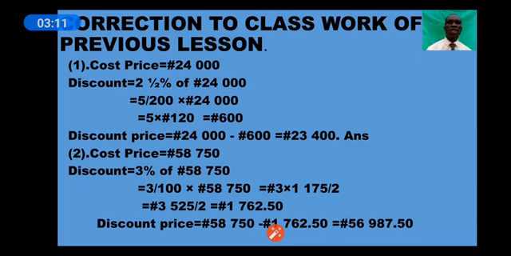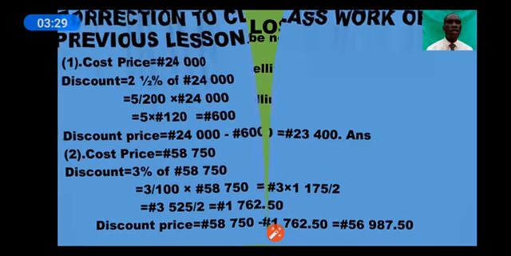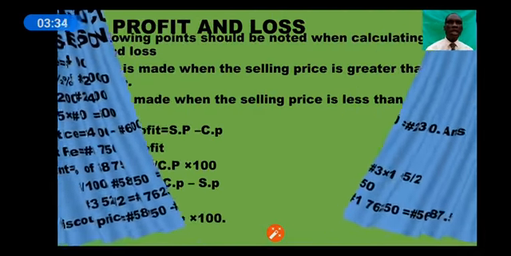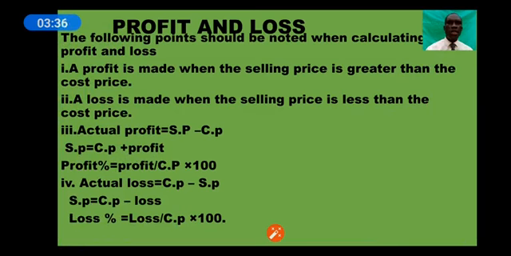which gives us a discount of 1,762.50. Discount price then is equal to 58,750 naira minus 1,762.5 naira, which gives us a discount price of 56,987.5 naira. So that was the correction to the class work that was given in the previous class.